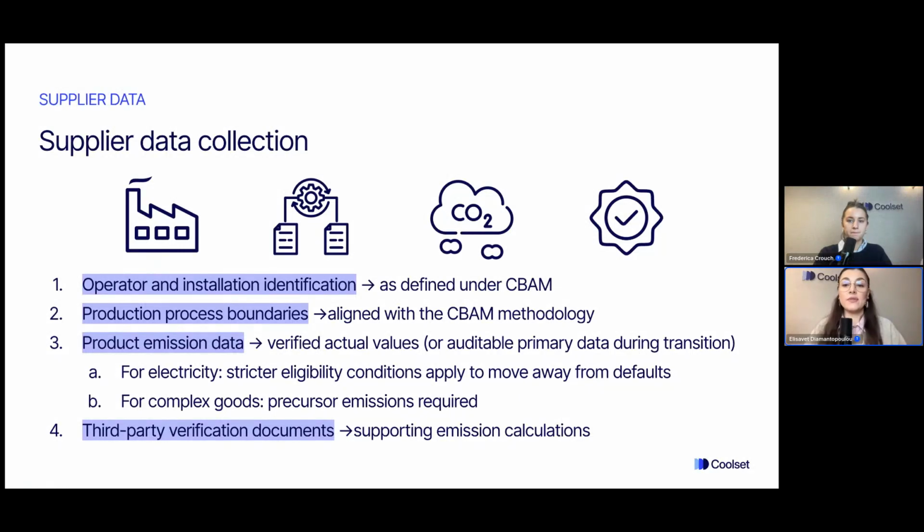So first you have to identify your suppliers and the relevant installation. So you need to understand which factory contributes to which of your products. And once this is clear, you need to set the production boundaries. There is a whole specific methodology in CBAM on how you can define the boundaries, and this is a very, very important part of doing so. And once that's there, then you can move on with collecting the data emissions from your suppliers.